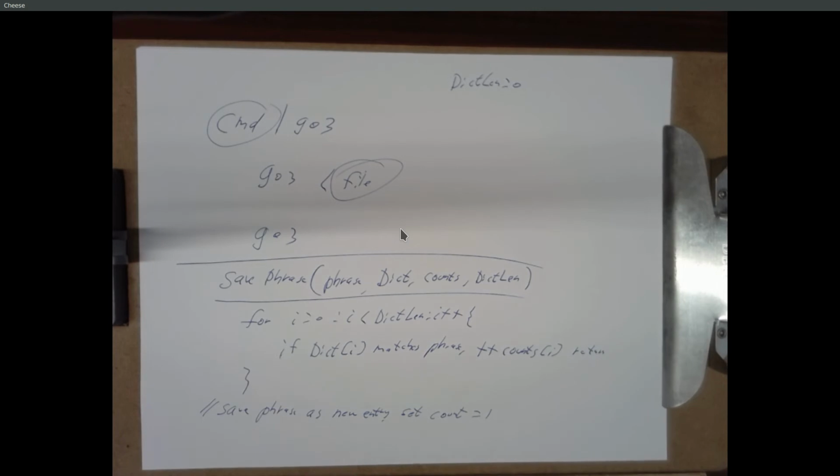You should be able to just call save phrase hello, goodbye, ta-da. And then when you're done, dictionary should have 3 things in it. Hello with a count of 2, goodbye with a count of 2, ta-da with a count of 1. This is kind of a weird question.